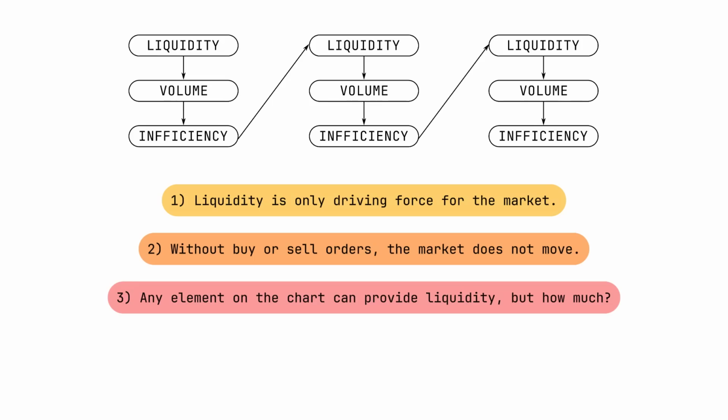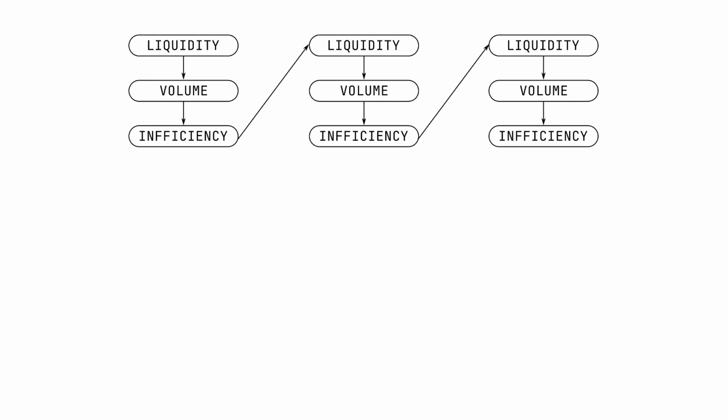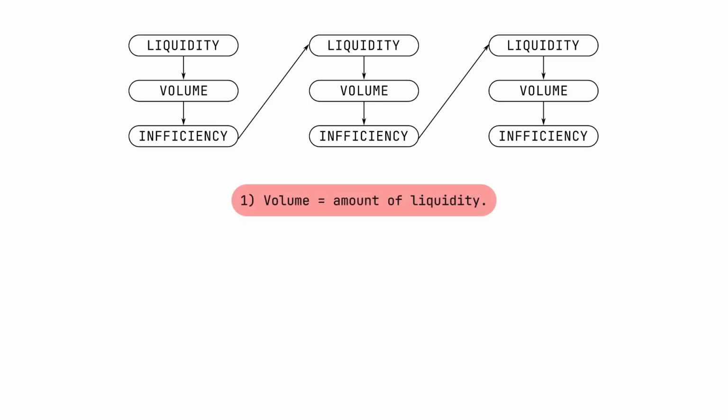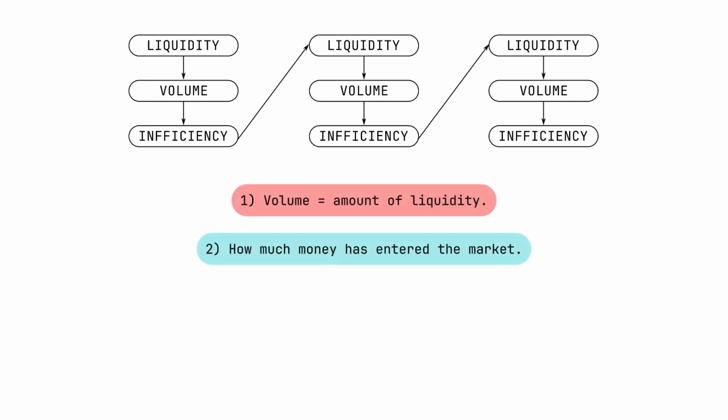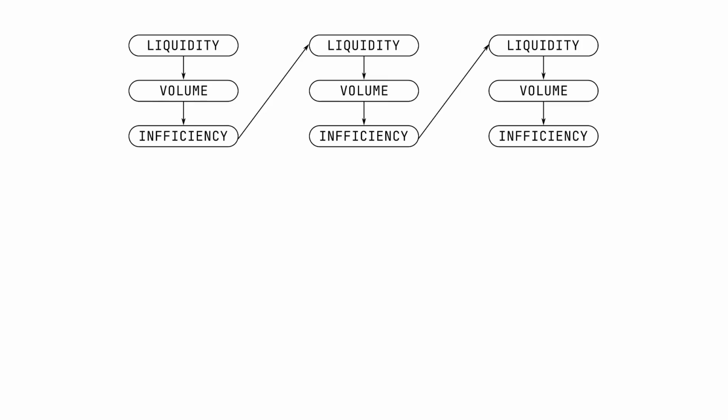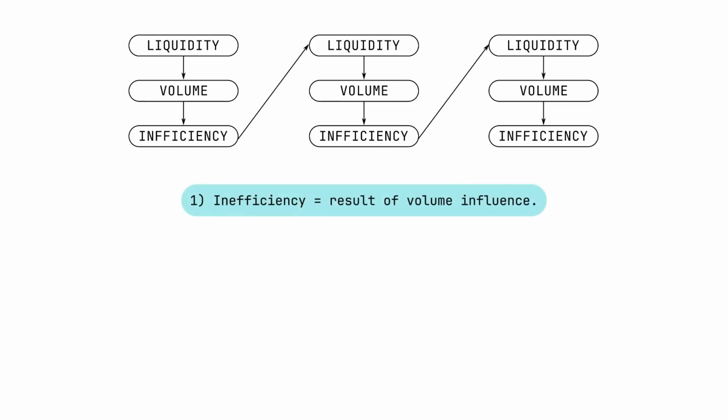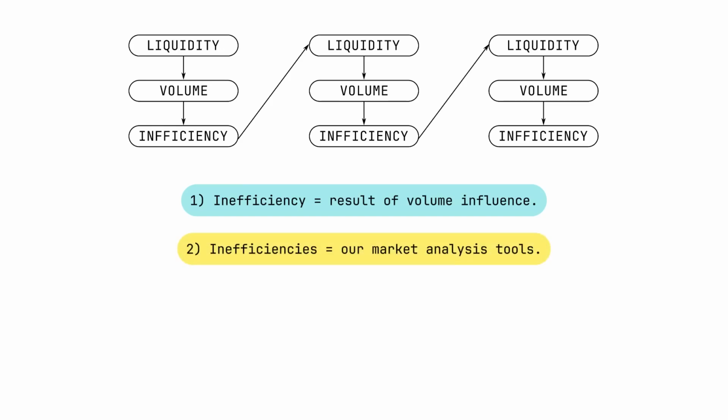quantity. The second most important element, the foundation of all our market logic and strategy, is volume, which directly reflects the amount of liquidity entering the market. In other words, how much money has entered the market. And the third element is inefficiencies, which are formed as a result of the influence of volume on price. They are graphical representations of volume at a specific moment in time, depending on the time frame. Inefficiencies will be our tools through which we will look at the chart and do our analysis.